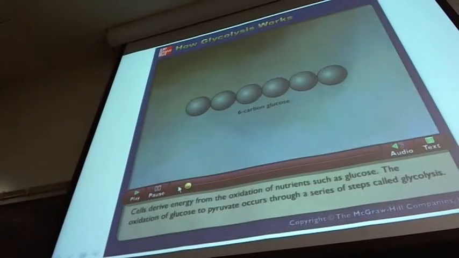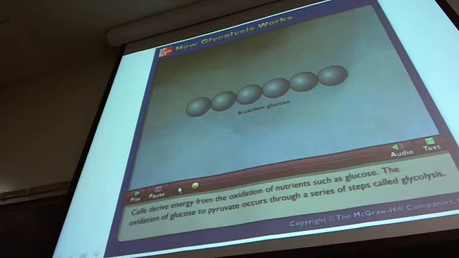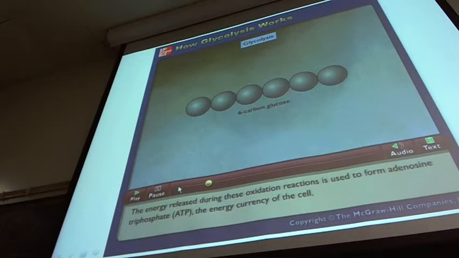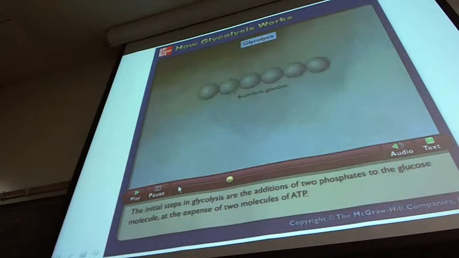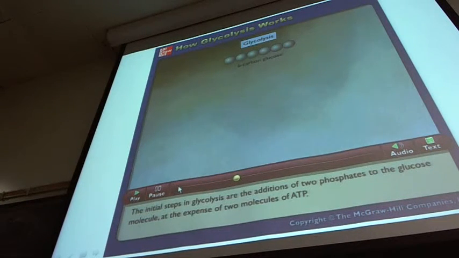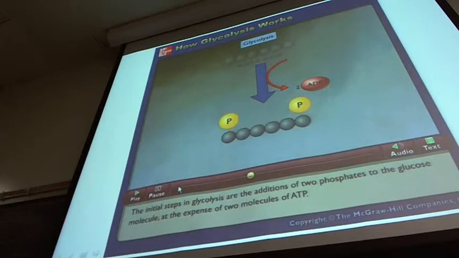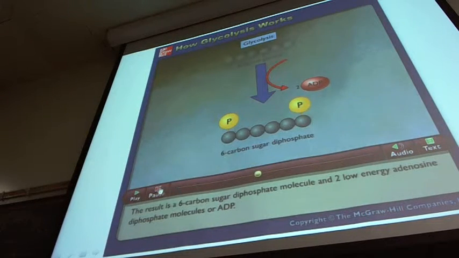In glycolysis are the additions of two phosphates to the glucose molecule at the expense of cells derive energy from the oxidation of nutrients such as glucose. The oxidation of glucose to pyruvate occurs through a series of steps called glycolysis. The energy released during these oxidation reactions is used to form adenosine triphosphate, ATP, the energy currency of the cell. The initial steps in glycolysis are the additions of two phosphates to the glucose molecule at the expense of two molecules of ATP. The result is a 6-carbon sugar diphosphate.